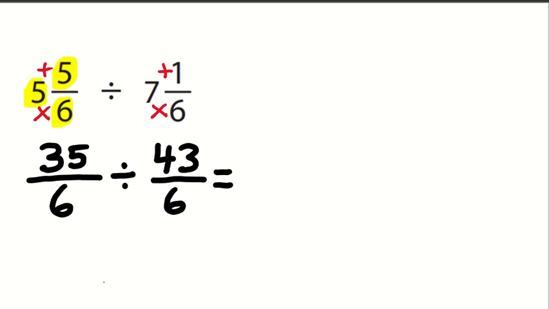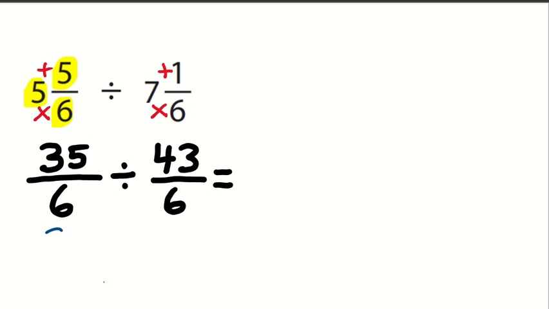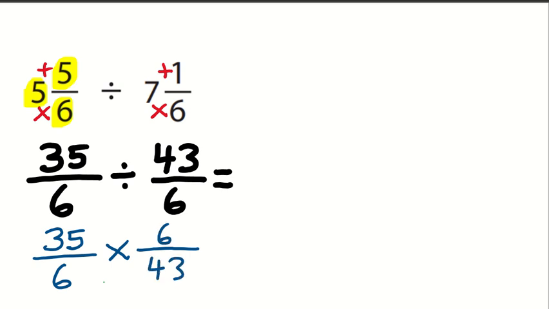Now we have to do the keep, change, flip. Yeah, that's the action. Everybody's going to know how we're dividing fractions. So we're going to keep this the same. 35 over 6 is the same. We're going to change the division sign to multiplication, and we're going to flip, which means we're going to put our 6 up top, and we're going to put our 43 on the bottom.